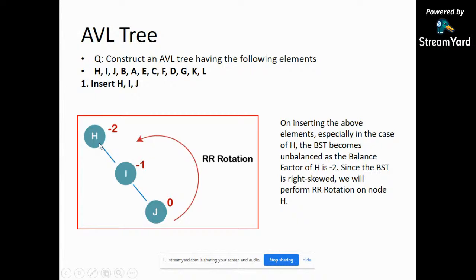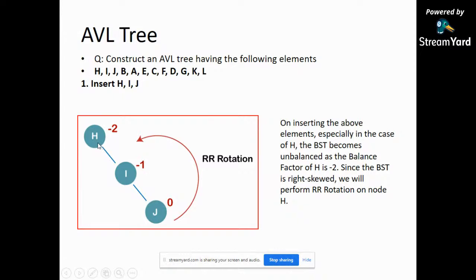Now again balance factor of H is -1 because 0 minus 1 will give you -1. It's okay, there's no problem. Then the next element is J. Now J is greater than I, which is greater than H. So we'll insert it here. Now balance factor of J is 0. Balance factor of I is -1, whereas balance factor of H is -2.